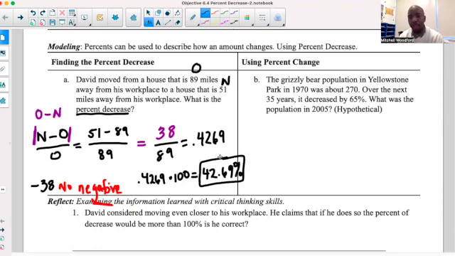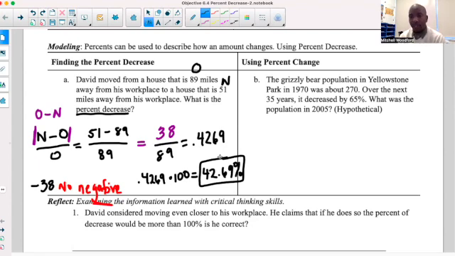Okay. B, the grizzly bear population in Yellowstone Park in 1970 was about 270. Over the next 35 years, it decreased by 65%. What was the population in 2005? Now, this is a hypothetical. The one from the worksheet before was factual, but this one is hypothetical. So let's just use it for calculation purposes. The grizzly bear population in Yellowstone Park was 270. The years don't matter, but 270 bears do matter, and it decreased by 65%.